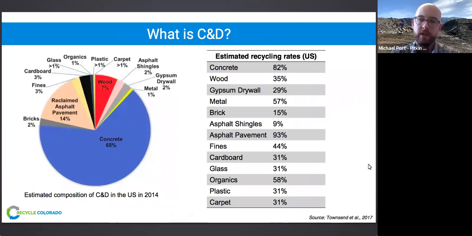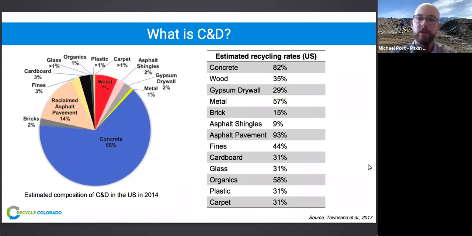What is C&D? That's our industry lingo for construction and demolition debris. It is a catch-all term for residential, commercial, industrial, as well as infrastructure. Basically, anytime something is built or demolished, that creates C&D debris.